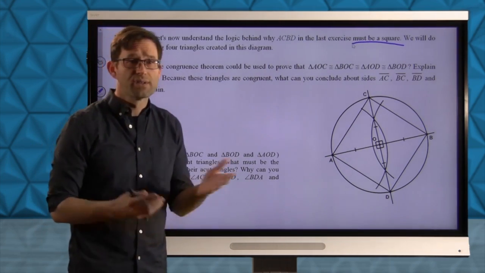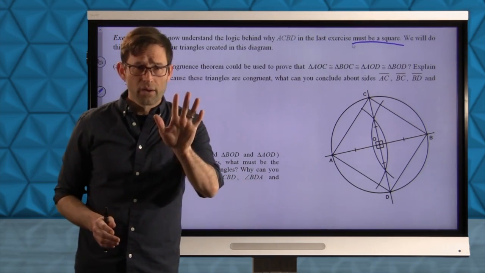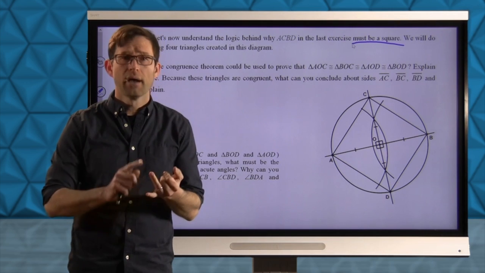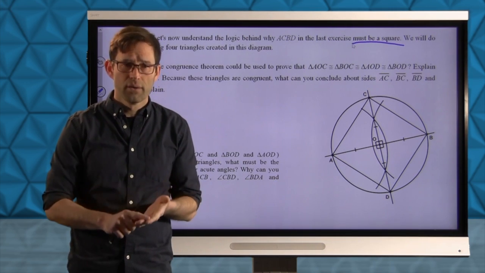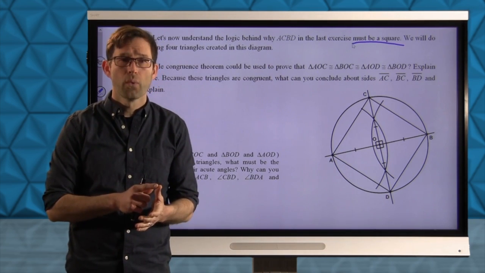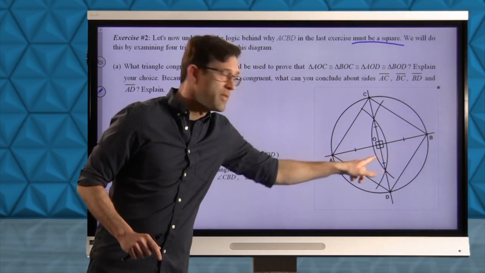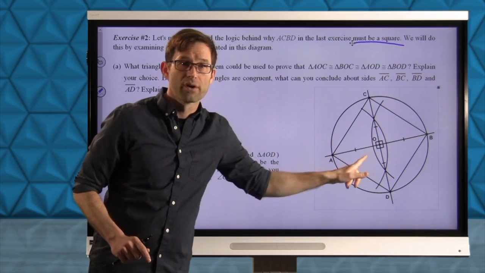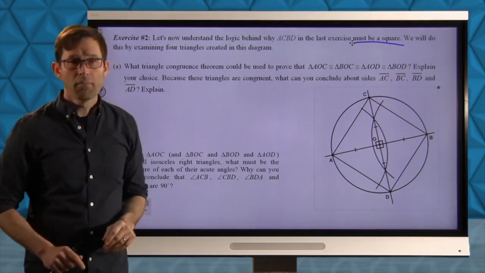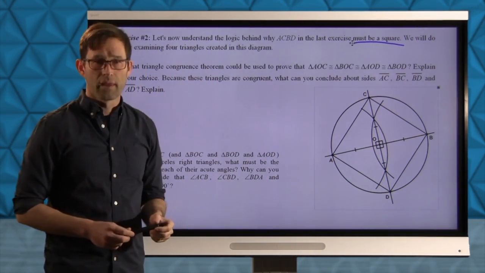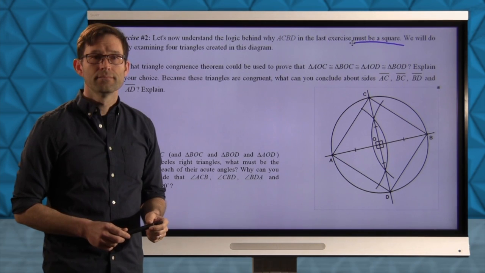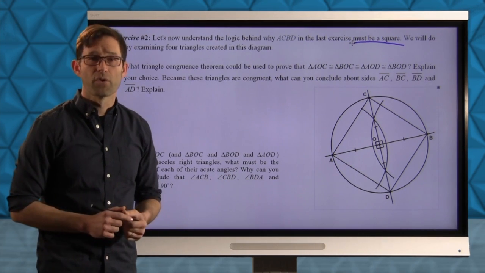All right, so there's a lot in this question. The first question is, which of the 5 triangle congruence theorems, side-side-side, side-angle-side, hypotenuse-leg, and angle-angle-side, which of those could be used to justify that those 4 triangles are congruent? All right, take a moment with that, pause the video, and think about it. All right, let's talk about that first.